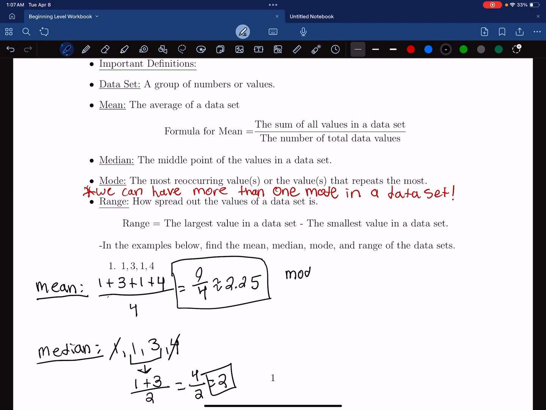And then our mode, remember that is our value that reoccurs the most. In this case, 1 repeats 2 times, and there are no other values in this data set that repeat 2 times. So our mode is just 1 in this case. So we have 1 mode in this data set, and the mode is 1. And then last but not least, we have our range. Range is our largest value, which is 4, and then we're going to subtract the smallest value. So we have 4 minus 1, and that is 3.